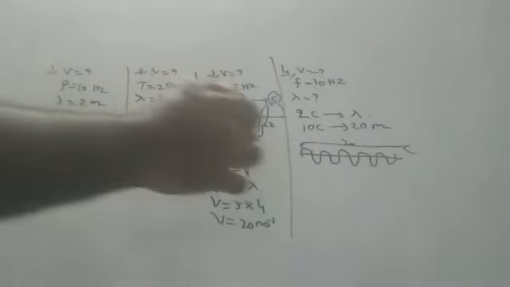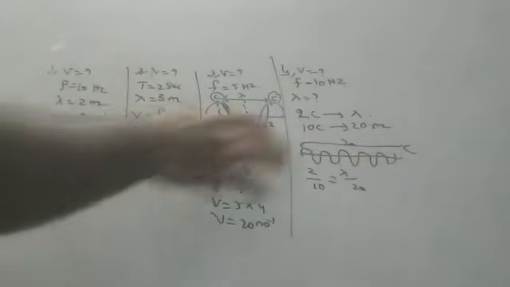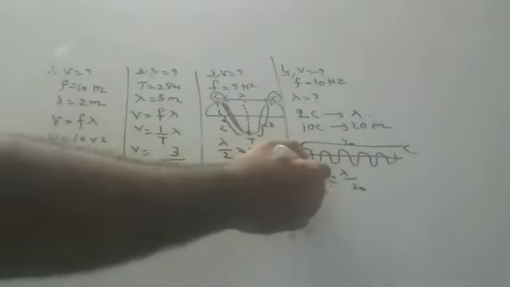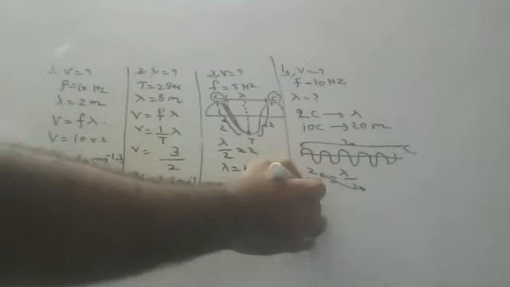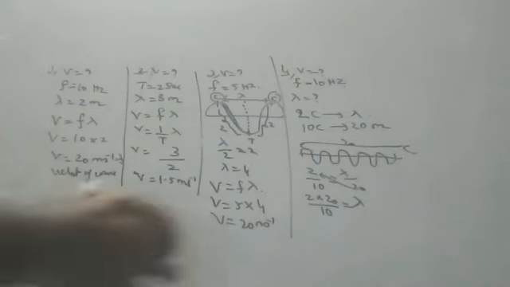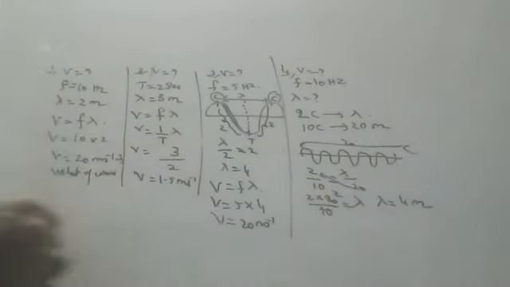So how we will do, children? Direct proportion. Direct proportion means 2 by 10 is equal to lambda by 20. So bring 20 up, children. 2 into 20 by 10 is equal to lambda. Hope you are able to understand. So lambda is equal to 4 meters. Distance between two crests is 4 meters.